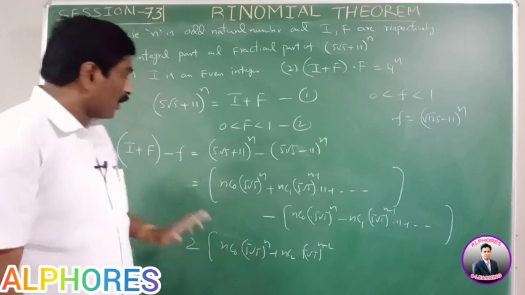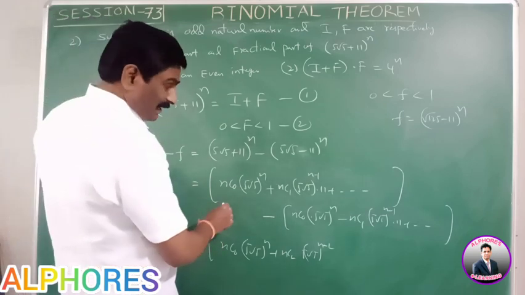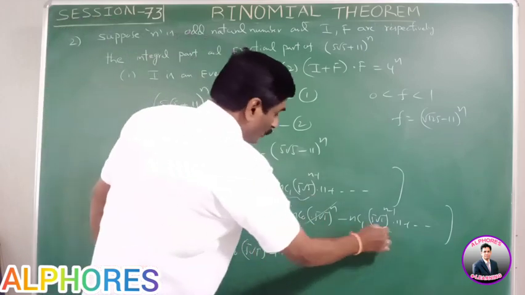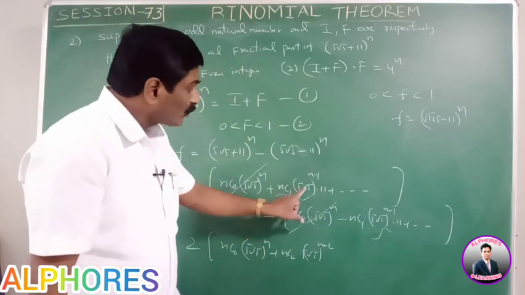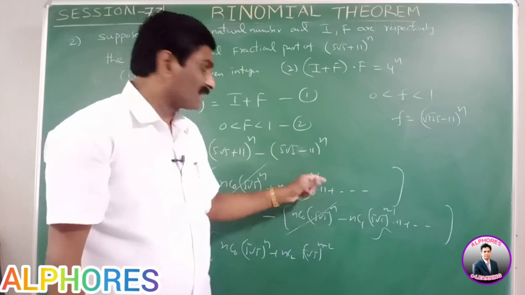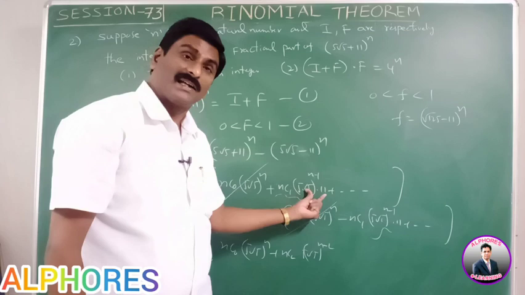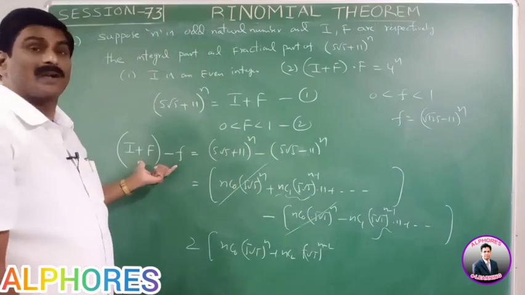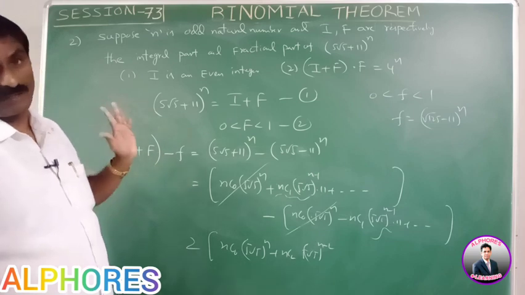Suppose we subtract these values. What terms are eliminated? nC0 is eliminated. nC1 is repeated two times: minus of minus is plus. (5√5)^(n−1) means the power is even. (5√5) to an even power is an integer. Integer into integer means integer. So finally we get the RHS is always an integer. So we find the relation between f and small f. Very, very important. Please observe the difference between the two values.